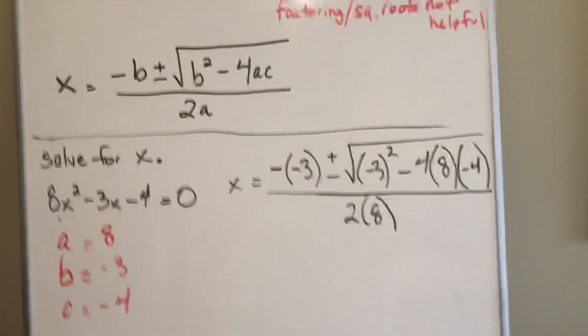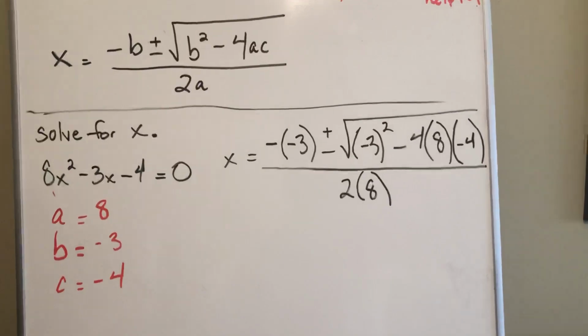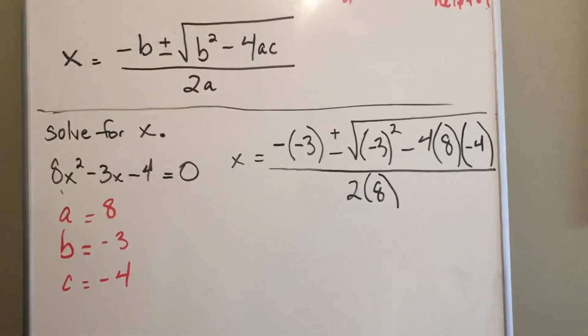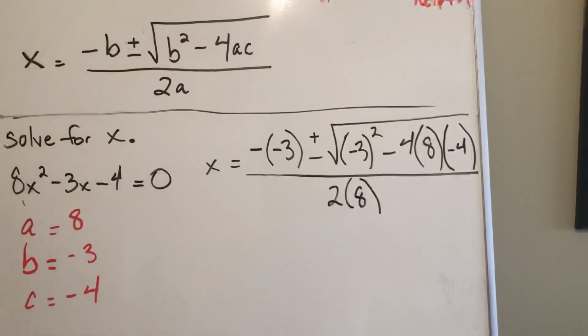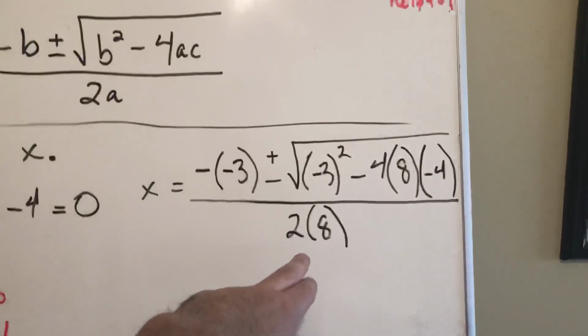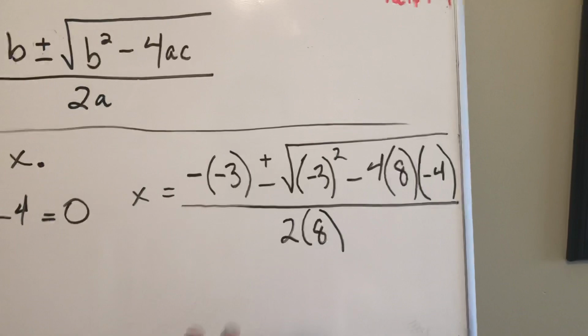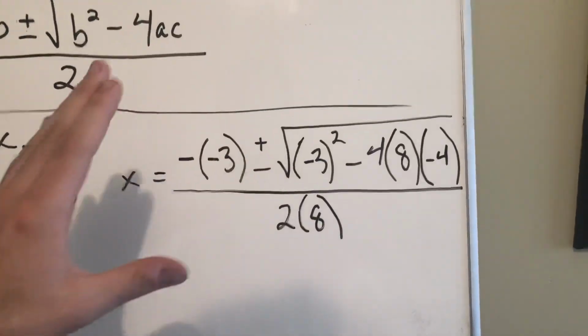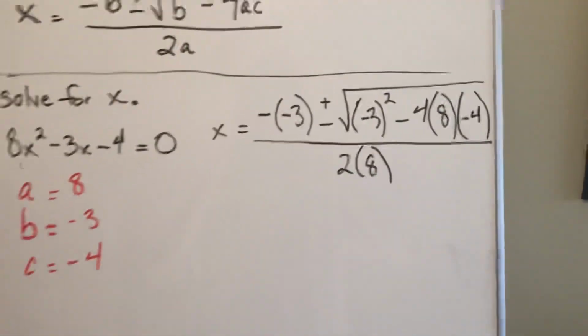So again, see how the information I've plugged in here matches with the quadratic formula that I wrote above. One of the big mistakes that students often make is they put this denominator only under the radical part. This is the denominator for the entire expression here. So let's simplify.